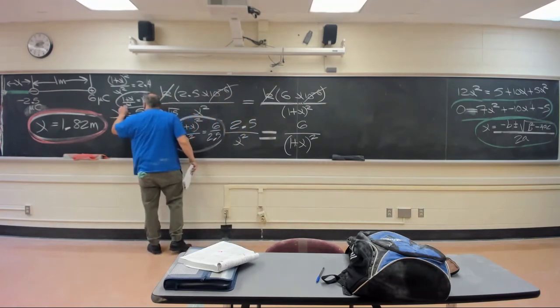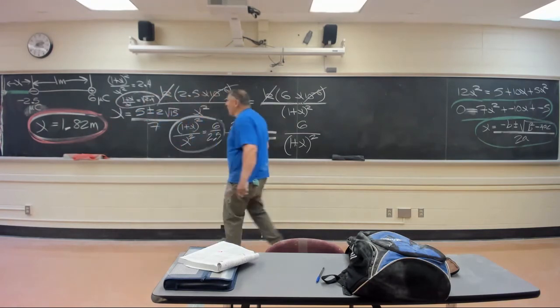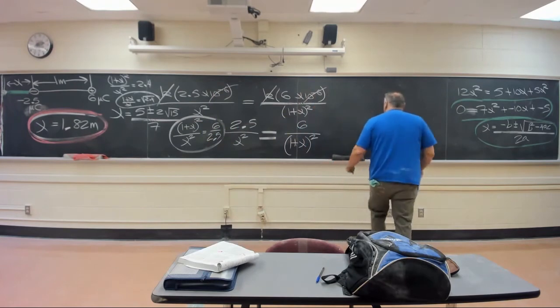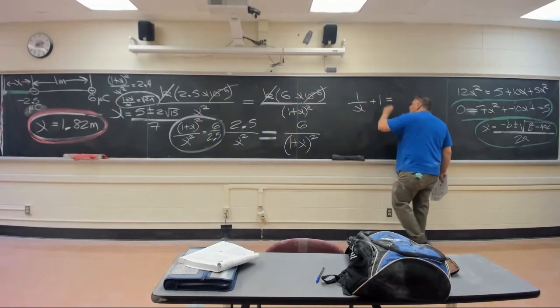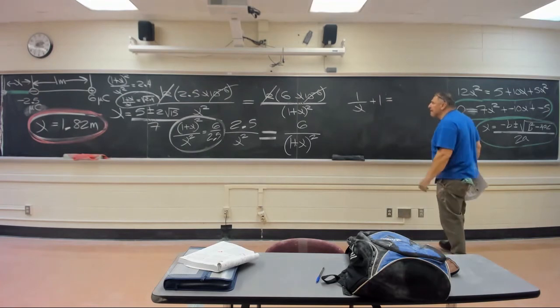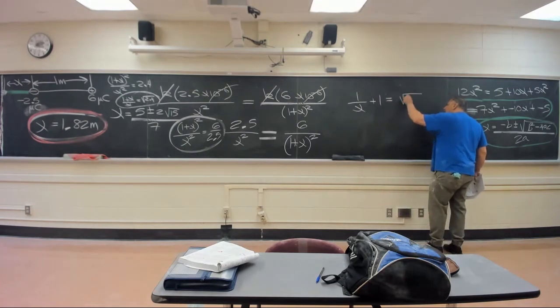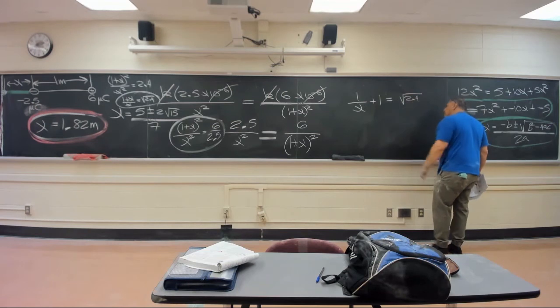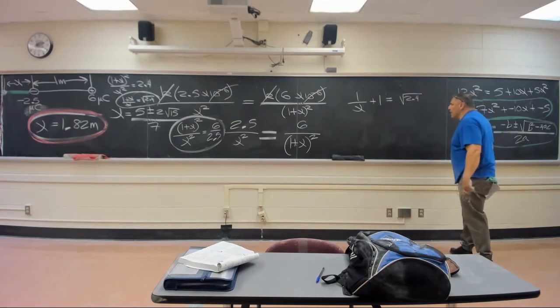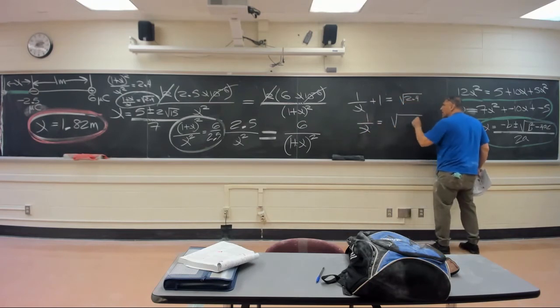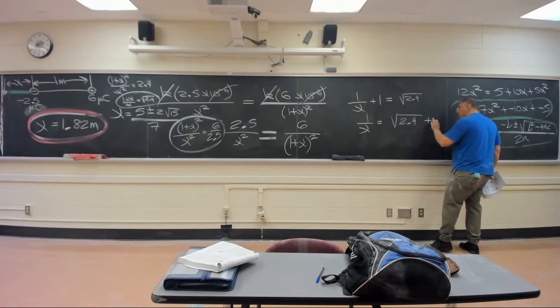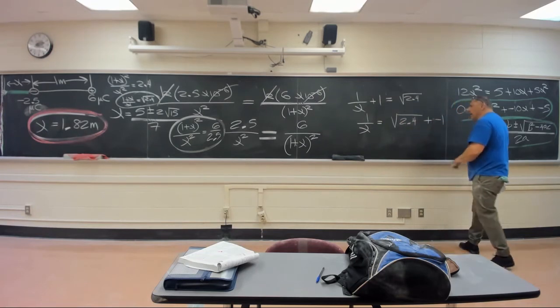X goes into 1, x goes into x. X goes into 1 over x. X goes into x one time. Subtract 1 on each side. Plus a negative 1.